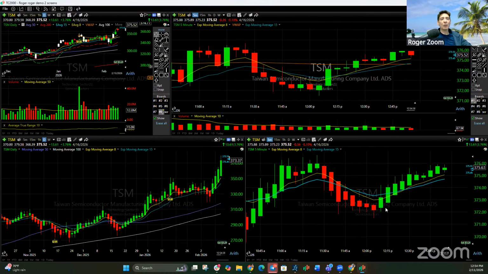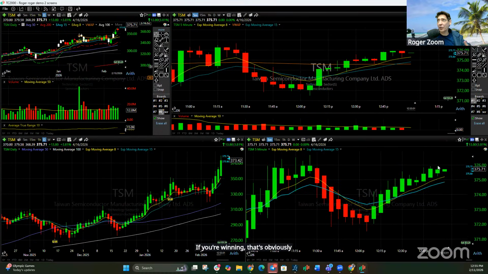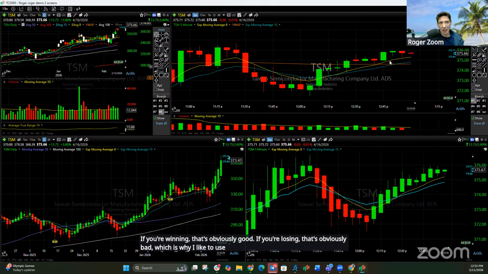So let's say that I'm long from right here. Here's a flat bottom candle. Let's say I went long here. I would still be long here, even though this is printing a red candle. I would still be long right here because this is still green. I would wait for this to turn red to get out of a trade. And you will find that this keeps you in trades a little longer. Now, if you're winning, that's obviously good. If you're losing, that's obviously bad, which is why I like to use these in conjunction with these.